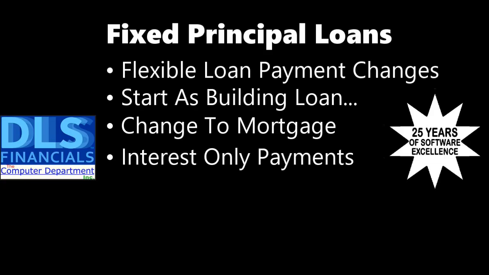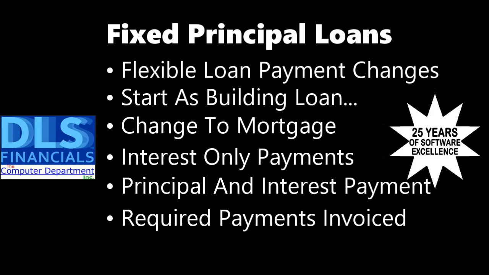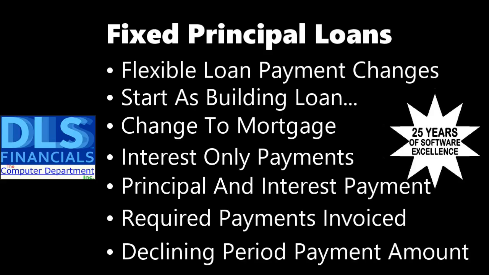As a building loan, the user can set it up to require no principal payment and will invoice the interest balance at the end of each period for the location to pay on. When the building is completed and the loan needs to be mortgage, the user simply needs to enter the amount of principal that now needs to be paid each period, and at the end of each period, an invoice will be created for that fixed amount of principal and the interest balance at the end of the period. The amount of required payment will slowly go down as less interest is computed.